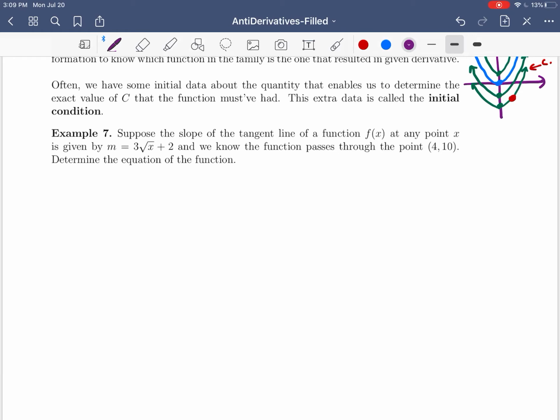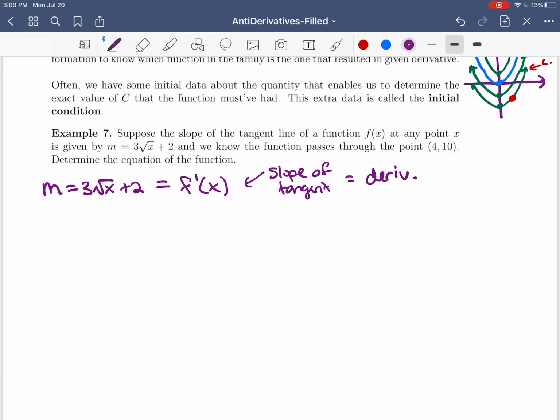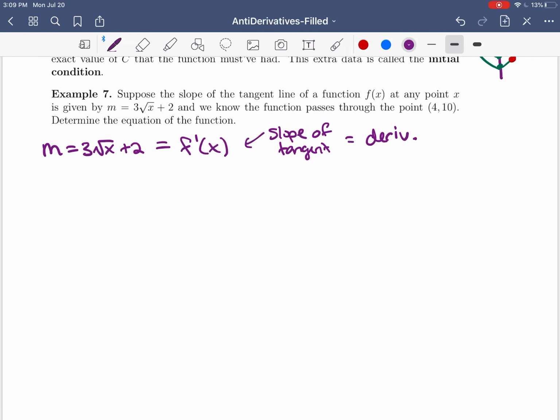Okay, so the m, the slope, being 3 root x plus 2, that means that this is actually the derivative of a function, right? So the slope of the tangent equals the derivative. We should probably have that ingrained in our minds right now. So what we can do first is take the antiderivative of this. Our function, I'm going to call it little f of x because I used f prime there, is going to be the antiderivative of this slope, where x is our variable.